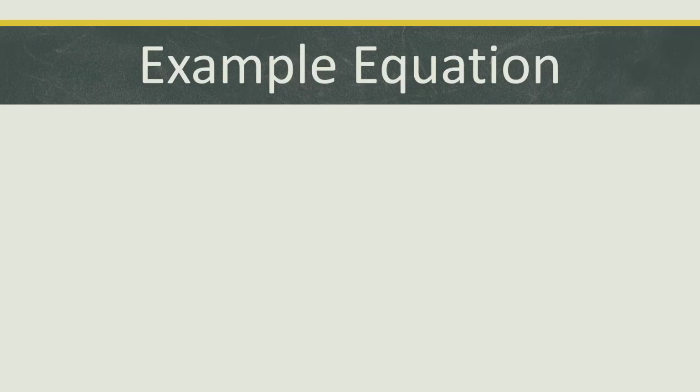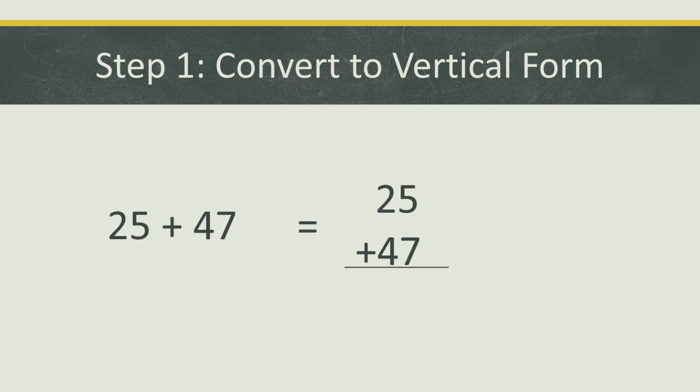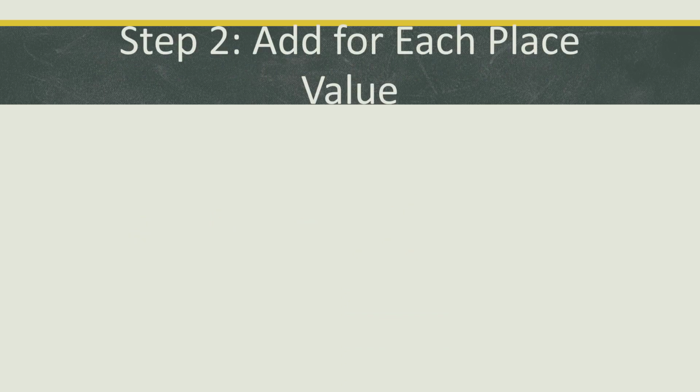Let's say you want to find the sum of 25 and 47. How do we do it? Let's start on the first step. Make a horizontal equation a vertical equation. Don't forget to add that line. Now let's move on to step 2.